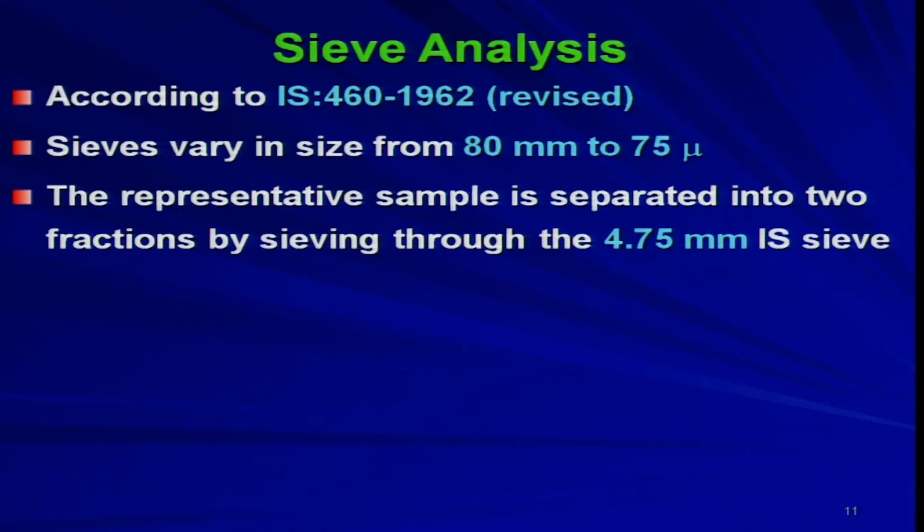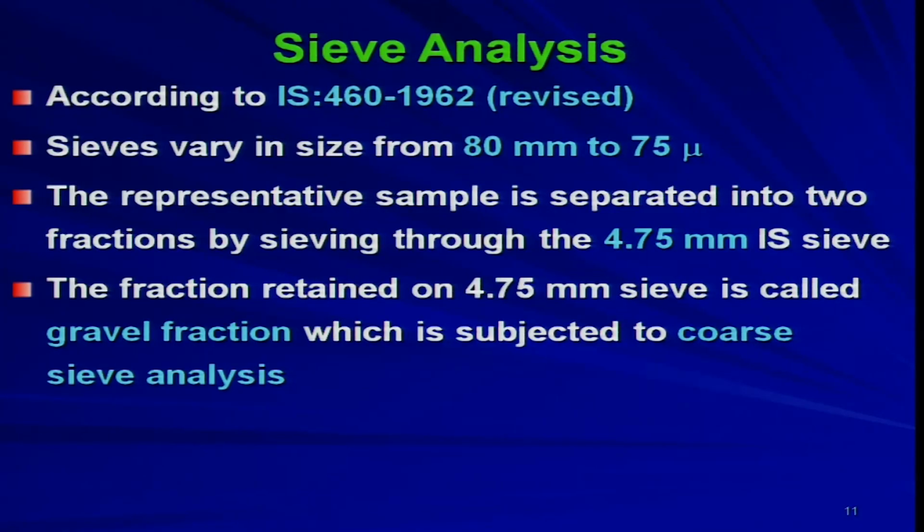The representative sample is separated into two fractions by sieving through the 4.75 millimeter IS sieve. Whatever representative sample you have in your hand, you just sieve it through the 4.75 millimeter IS sieve, and whatever is retained on 4.75 millimeter and whatever passes through 4.75 millimeter will be separated out. The fraction retained on the 4.75 millimeter sieve is called the gravel fraction, and it is subjected to coarse sieve analysis.